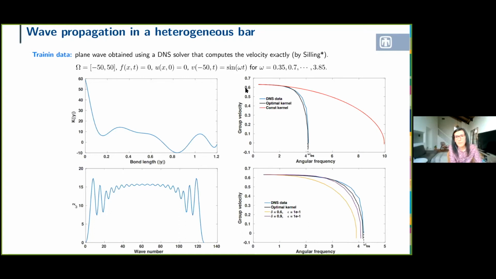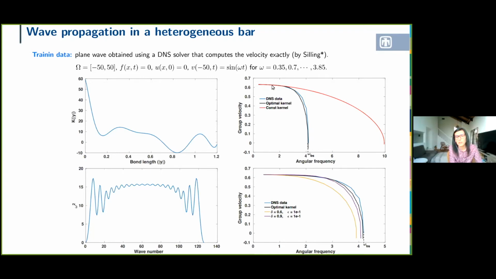So what happens here is we compute the group velocity, this blue line, let's call it the exact group velocity, based on high fidelity simulations. And then given our kernel, we compute the group velocity associated with our kernel. And we see that there is a very good match with high fidelity simulations. We compare this with some state-of-the-art kernel developed for this type of problems.